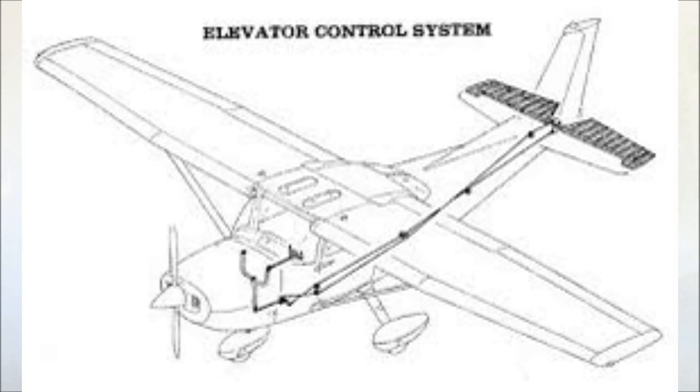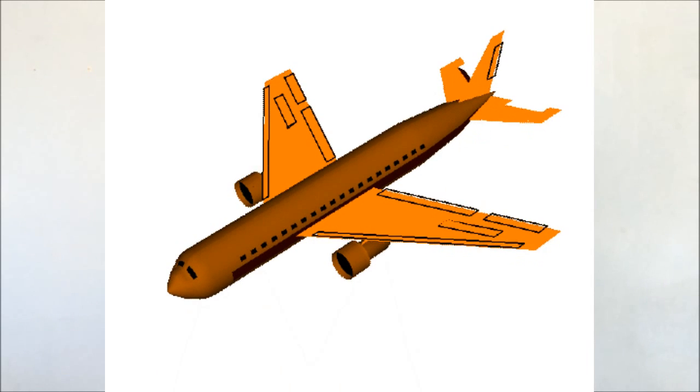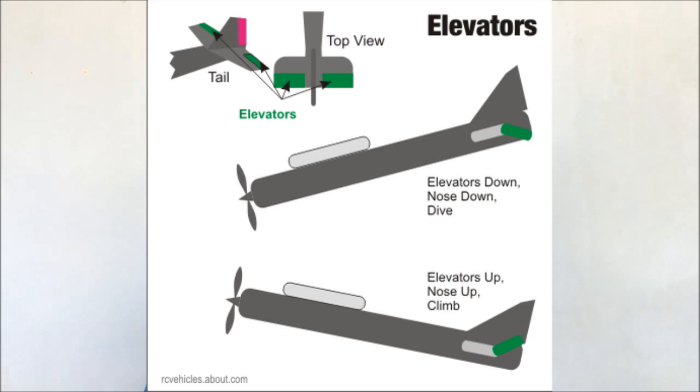The elevator is connected to the control column. When the control column is pulled, the elevator moves up and the aircraft will pitch up. Pushing the control column will force the elevator down and the aircraft will pitch down. The lateral axis runs from wingtip to wingtip. Movement about this axis is called pitching.